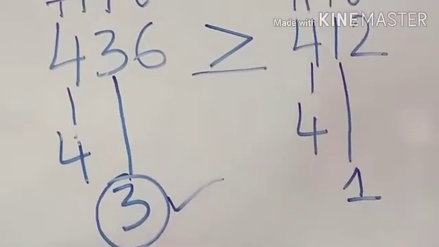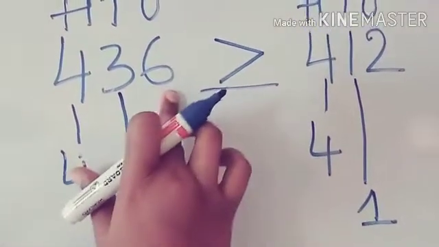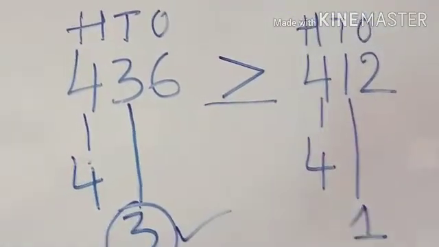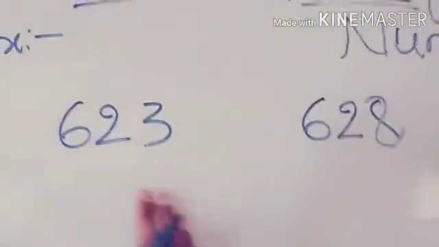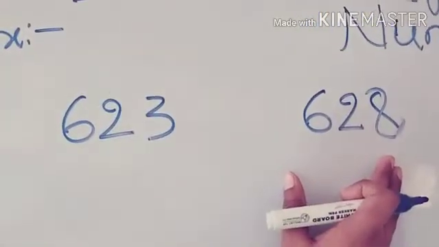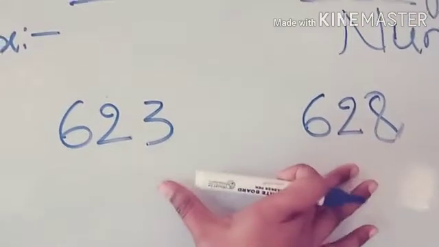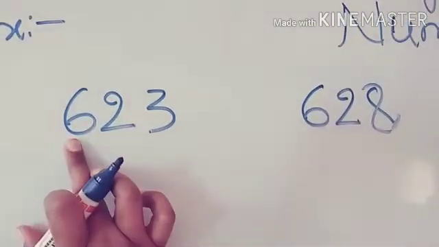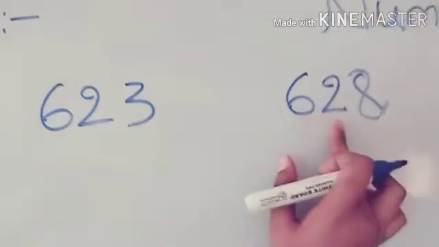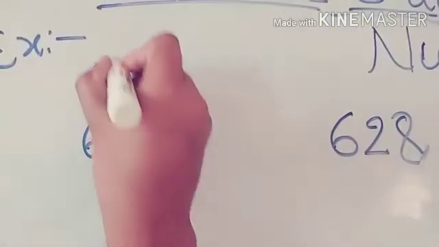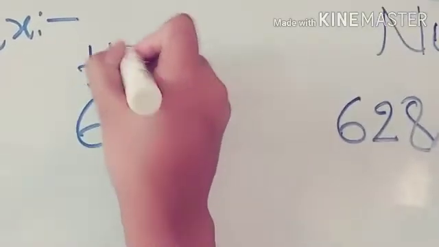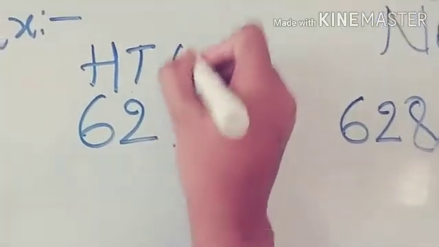3 is a bigger number, so 436 is a bigger number. Understood children? Now let's see one more example. Students, look at this example. Here we have two numbers, 623 and 628. In this, 6 is in the hundreds place, 2 is in the tens place, and 3 is in the ones place.